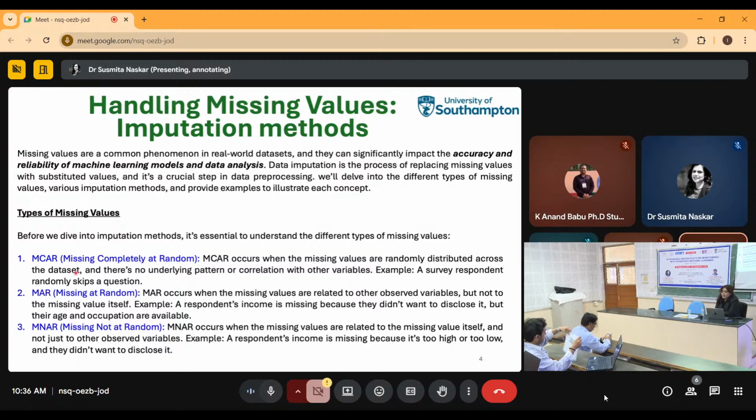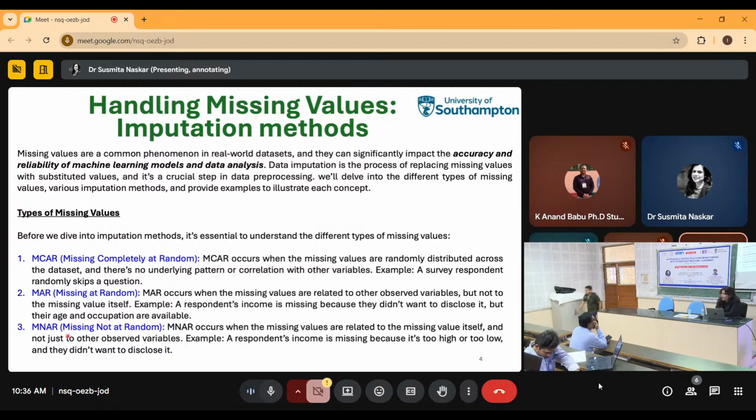There are 3 missing mechanisms, or methods, we generally use. I have tried to list them in 3 divisions. There are definitely other ones as well, but we are trying to look into the most common ones, the most evident or applicable ones, especially when we are talking about civil infrastructure or infrastructure monitoring. The first one is missing completely at random. We also call this MCAR.